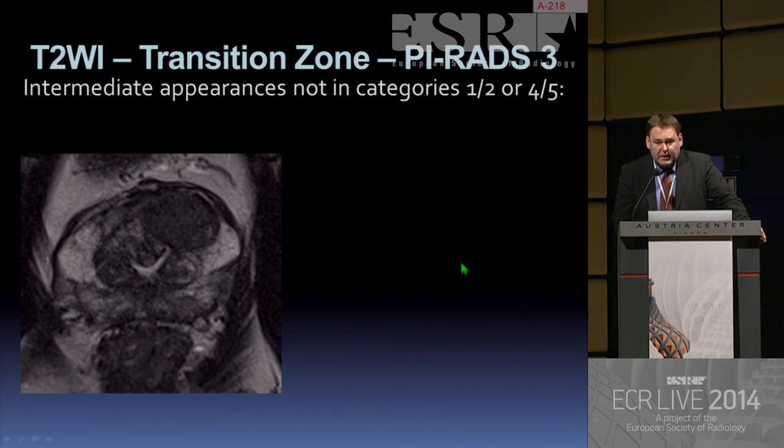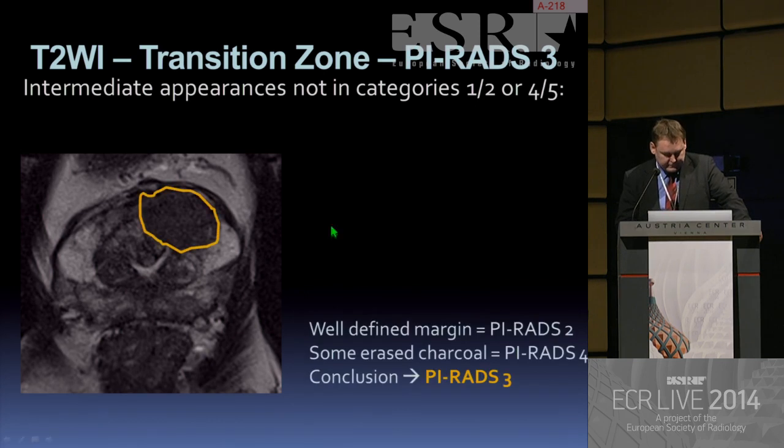Of course, PI-RADS 3, analogous to what I already said, is an intermediate appearance which is not suitable for categories 1 or 2 or 4 and 5. For example, this lesion, which has a well-defined margin, is PI-RADS 2. On the other hand, some erased charcoal sign is PI-RADS 4. It means the conclusion is PI-RADS 3.